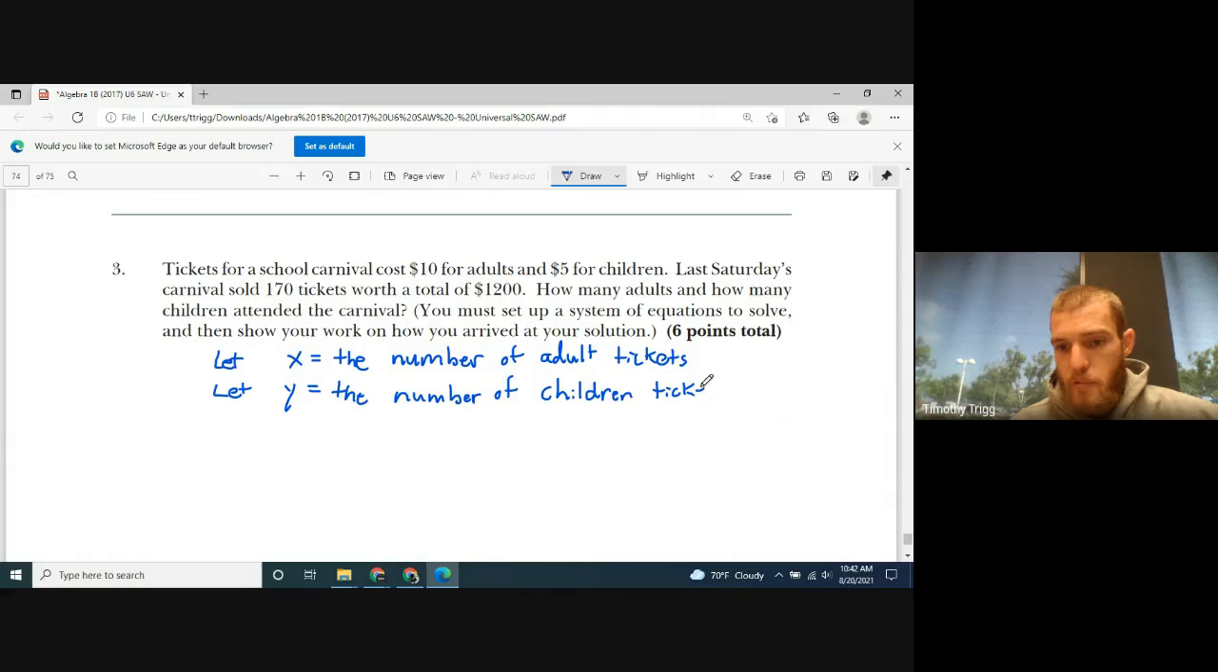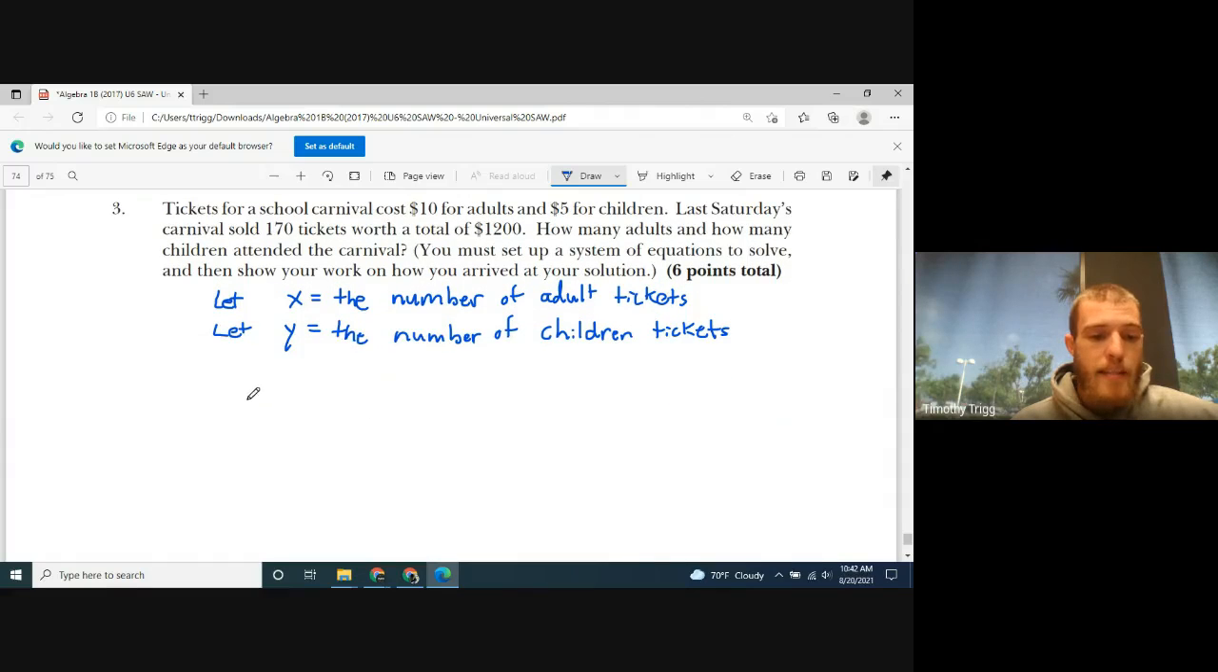Now, some problems will define the variables for you. Like they'll say in the problem, let x equal, let y equal. But if it doesn't have that sort of thing, it's always a good idea to define your variables ahead of time. And it'll help you make sense of the equations as well.